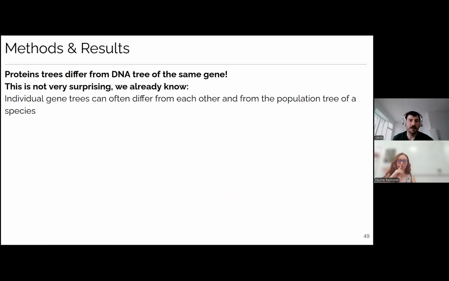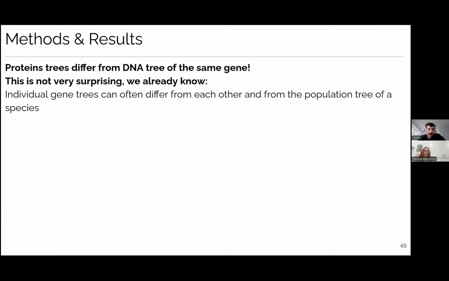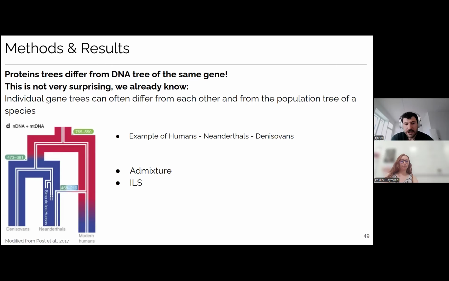However, we saw that proteins differ from DNA trees of the same gene, which we kind of expected because of the previously mentioned drop in information. And this is not very surprising. And we also know that individual gene trees can often differ from each other and from the population tree of a species. And again, I would recall the example of humans, Neanderthals and Denisovans. When you're looking at the mitochondrial genome, you would get a very different tree from what you get if you look at the whole genome or other parts of the genome, either due to admixture or ILS.